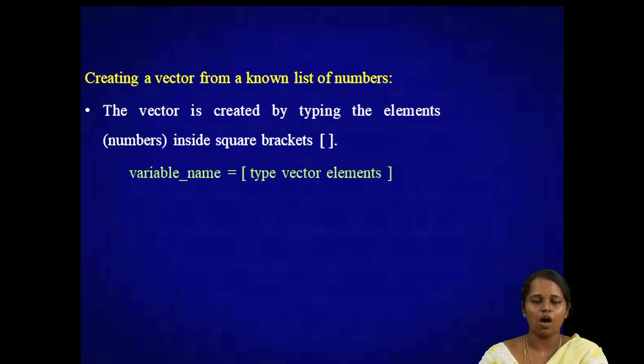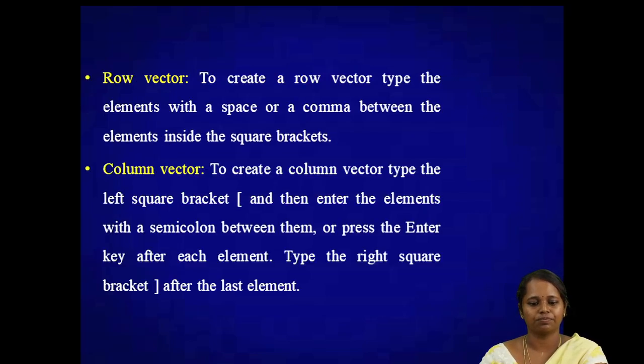Creating a vector from a list of numbers. The vector is created by typing the numbers inside square brackets. This is the syntax for creating a vector: variable name is equal to the vector elements, that means numbers, in square brackets. There are two types of vector, row vector and column vector. To create a row vector, type the elements with a space or comma between them inside the square bracket. For column vectors, inside the square bracket, use a semicolon between the elements.